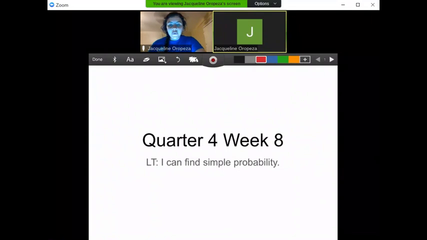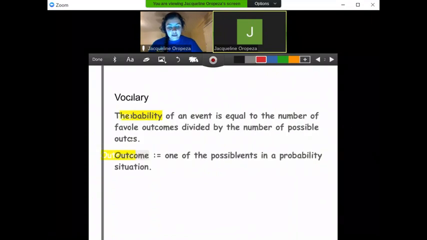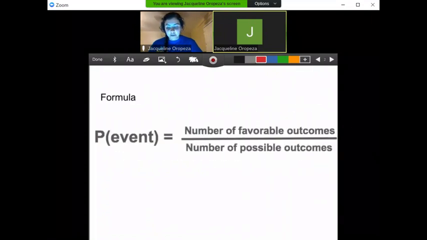We're starting Q4, week 8. Our learning target for this week is I can find simple probability. We have the same vocabulary words as last week.